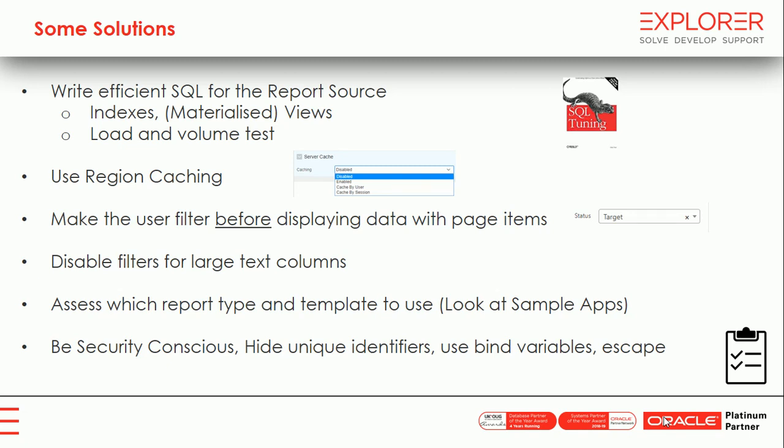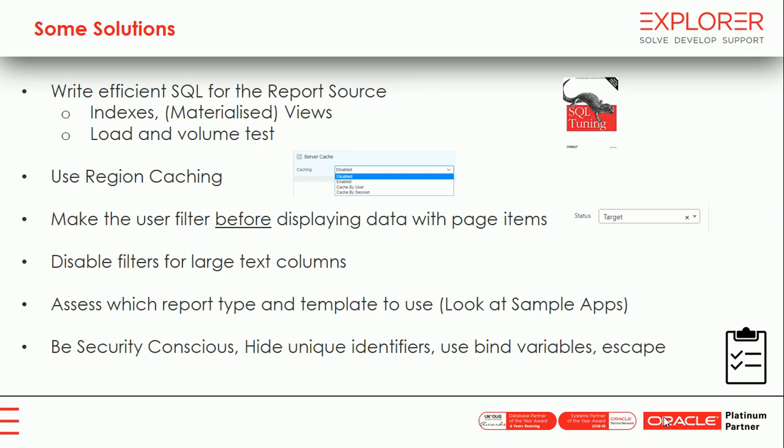Region caching. If the data is quite static, then make use of region caching, which works by storing and returning the generated HTML for use again. It's a very underused and underrated built-in feature. Use page items and then bind variables in the report to make the user filter before displaying the content for large data sets. You probably need to disable the column filter for large text columns.